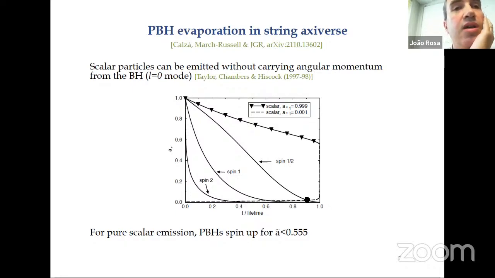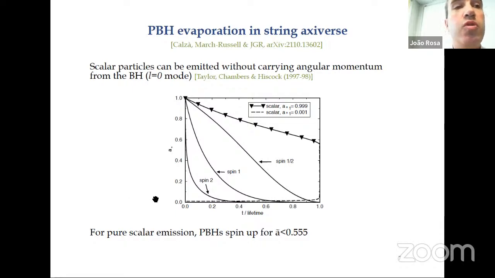The reason for this behavior, which is distinct from the other higher spin particles, is that scalar fields are the only ones that can be emitted without taking away any angular momentum from the black hole. Because they have S equals 0, so L, the orbital angular momentum, can also be 0. So they can be emitted without removing angular momentum from the black hole. There are also other modes. So there's L equals 1, L equals 2, and so on.